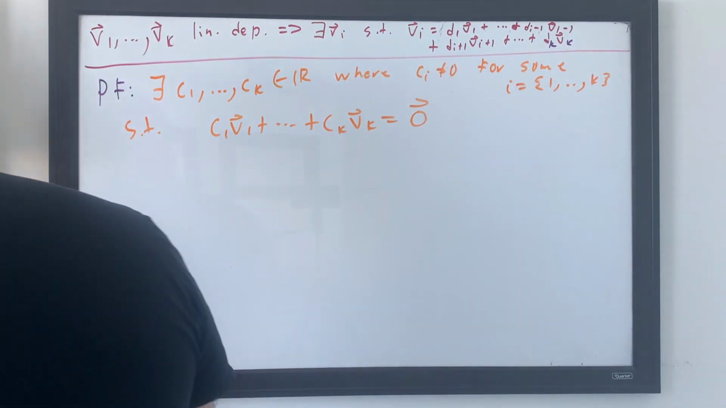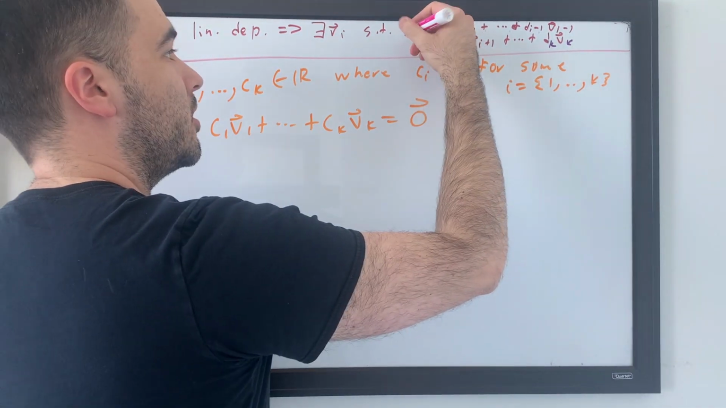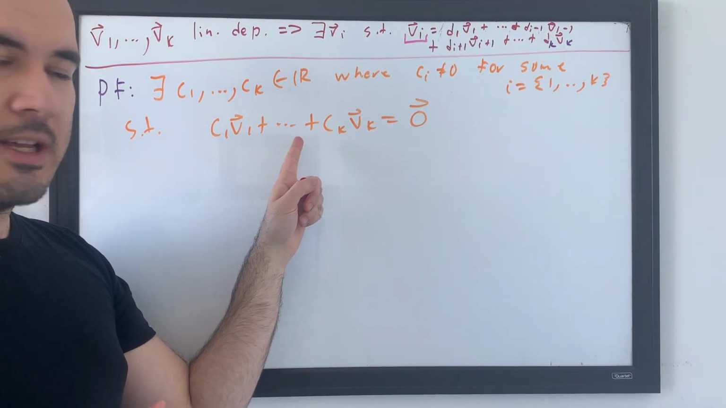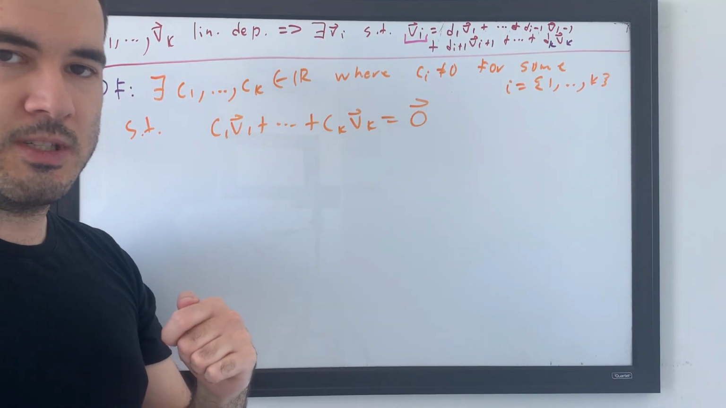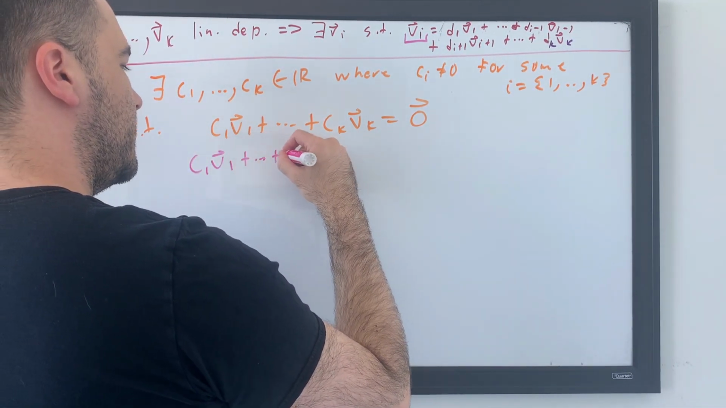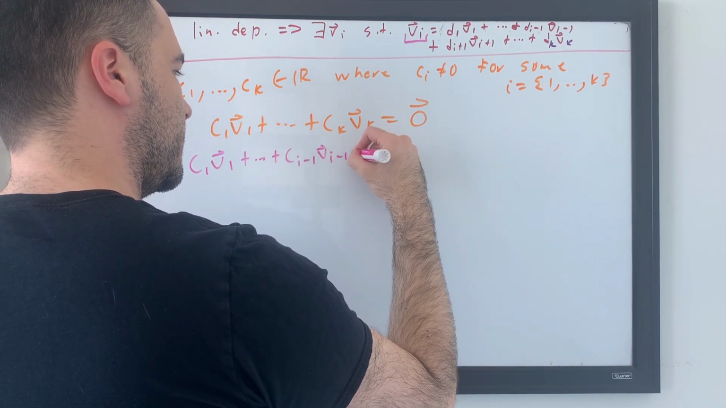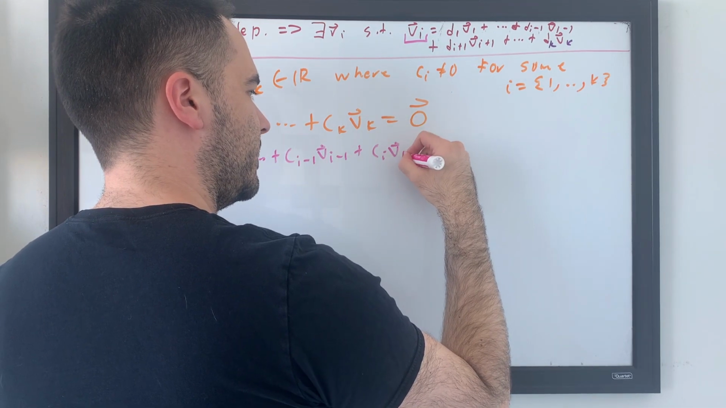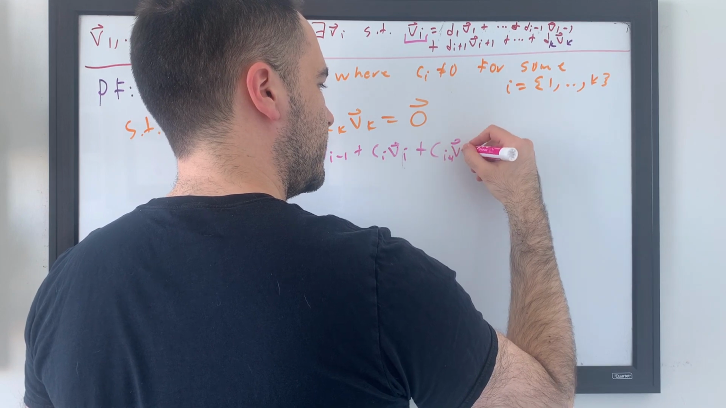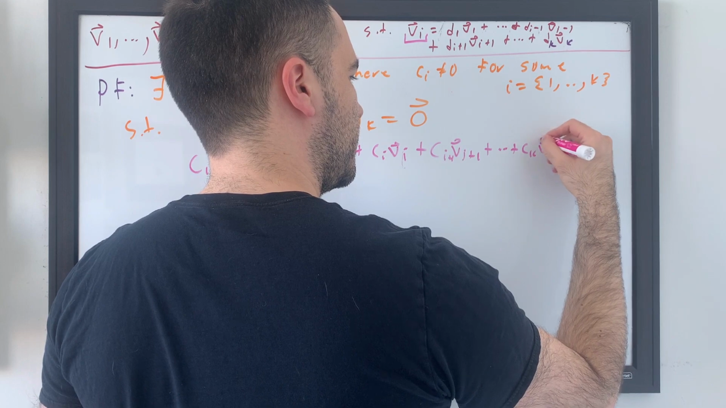Okay, so again, let's look at what the question is asking us. We were trying to show that vi is a linear combination of the others. So let's see if we can take vi out of this and bring everything else to one side. This is going to be equal to c1 v1 plus c(i-1) v(i-1) plus ci vi plus c(i+1) v(i+1) plus all the way to ck vk.